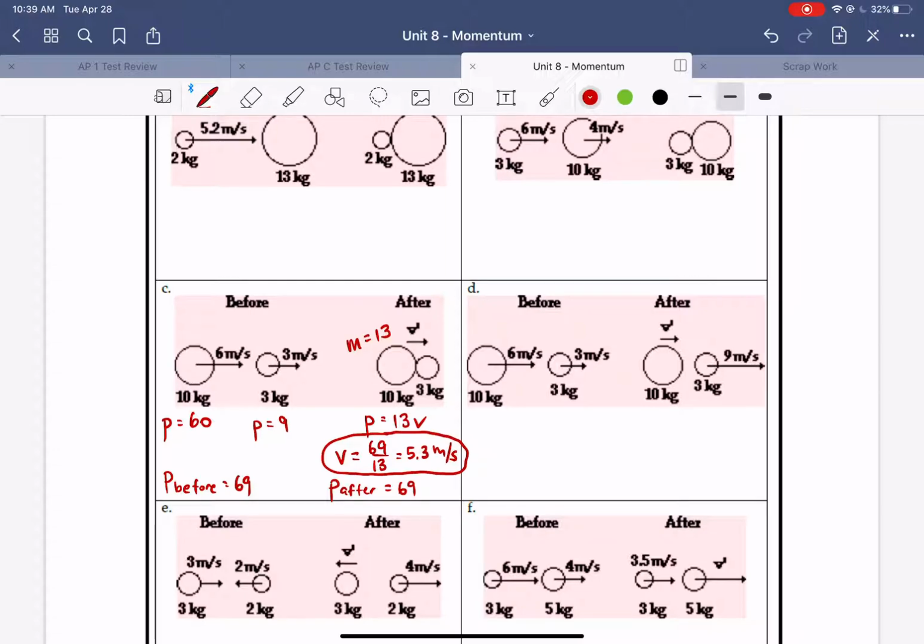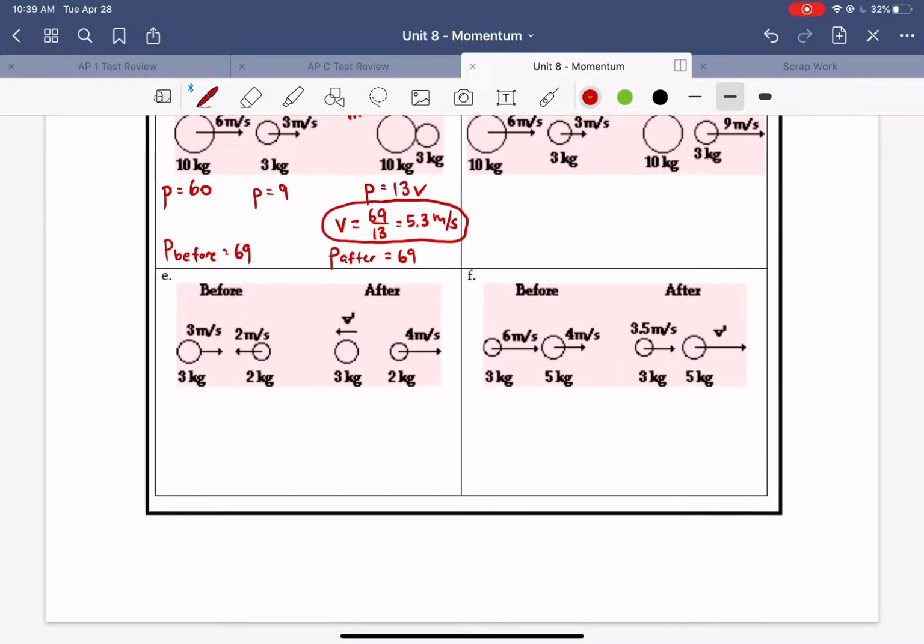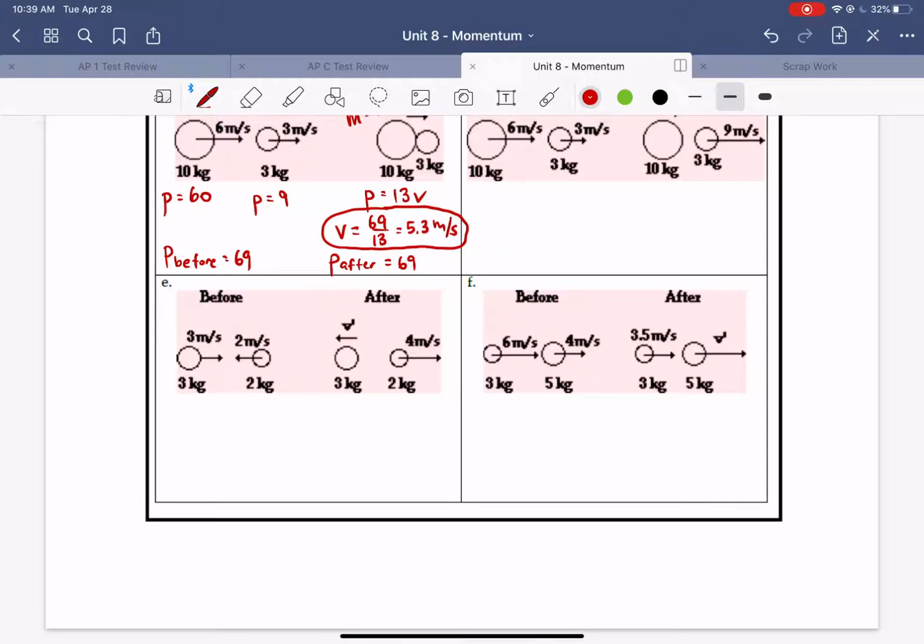All right, so there's one example of a totally inelastic collision, so problems A and B will be very similar. Part E is not a totally inelastic collision. The objects remain separated after the collision, so this one will be solved a little bit differently.